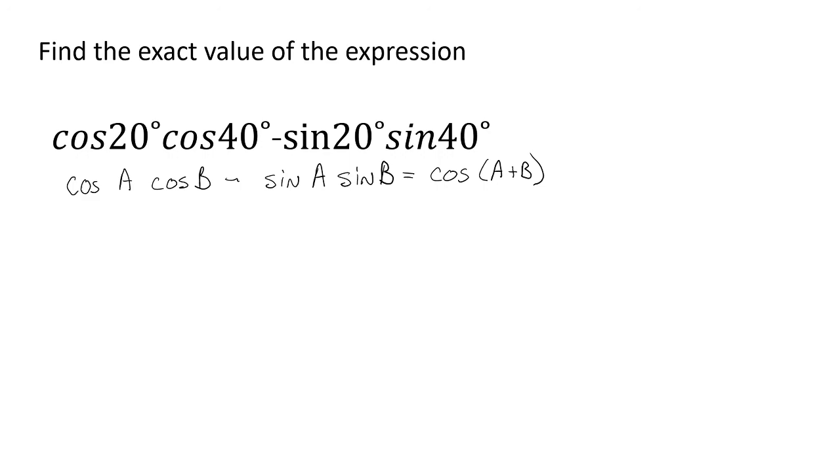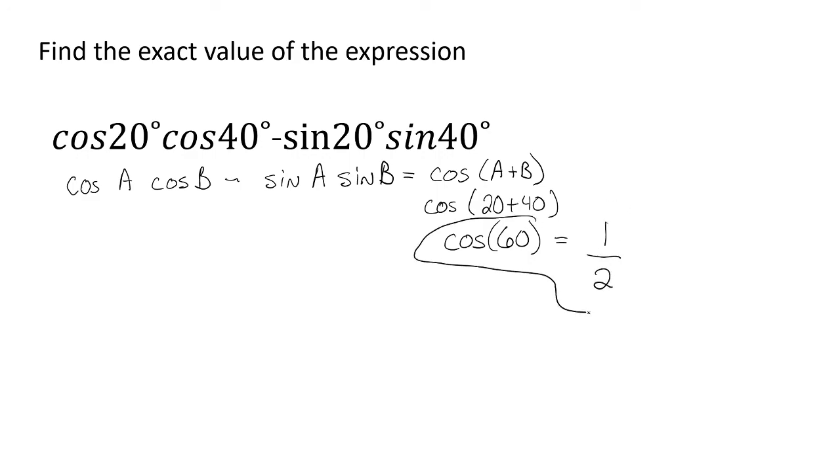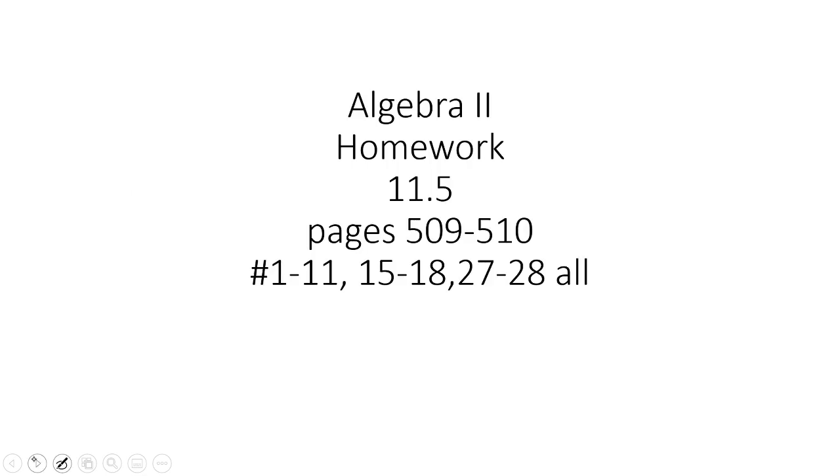So if I were to take A, which we decided was 20, and B, which we decided was 40, that would be the cosine of 20 plus 40. Well, what is 20 plus 40? It's 60. Whoa, look at your trig chart. Do you find the number 60 on your trig chart? Absolutely you do. And when you do, you find that the exact value of cosine 60 is 1/2. It was an awesome application of the sum of cosine angle identity.